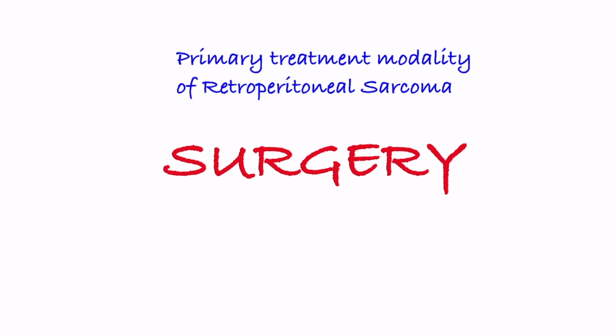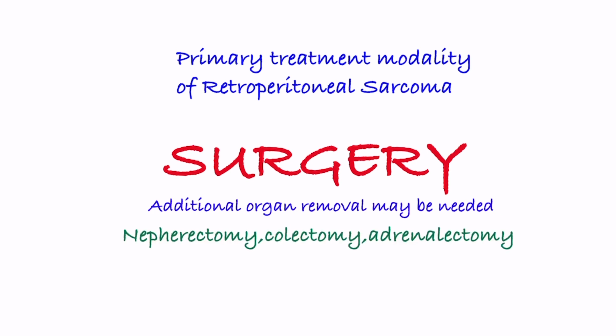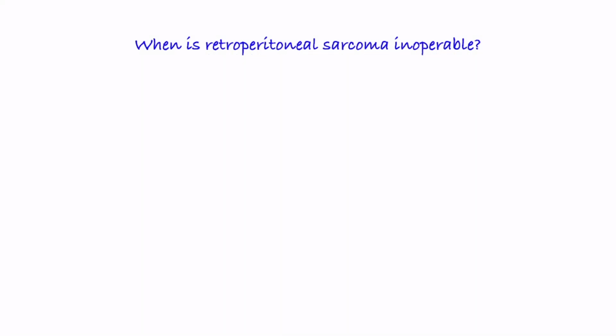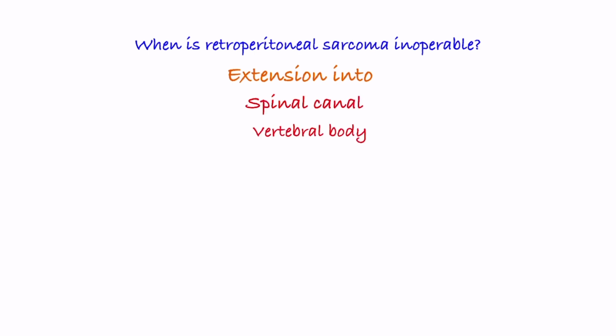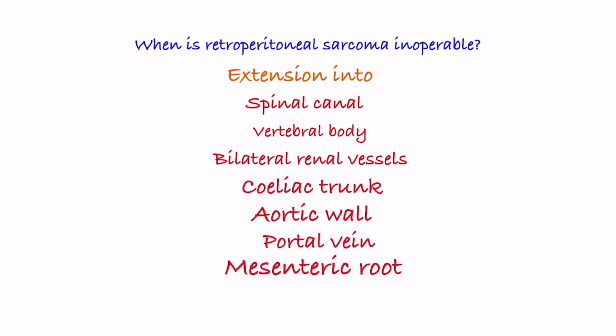The primary modality of treatment for patients with retroperitoneal sarcoma is surgery. Tumor is removed with en bloc excision of non-critical structures, if needed to achieve R0 resection, like kidney, colon, ureter, adrenal. When is retroperitoneal sarcoma inoperable? When there is extension into spinal canal, vertebral body, bilateral renal vessels, celiac trunk, aortic wall involvement, portal vein, mesenteric root involvement. Adjuvant radiation has role in retroperitoneal sarcoma.